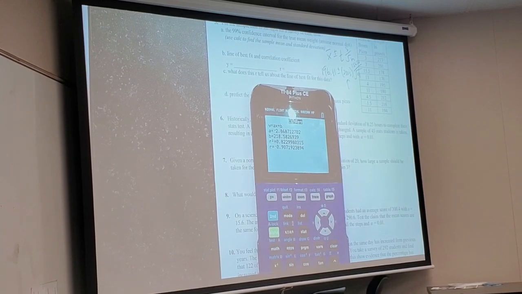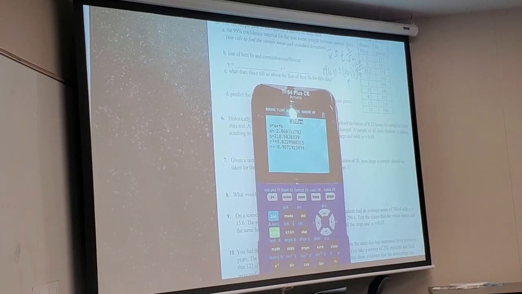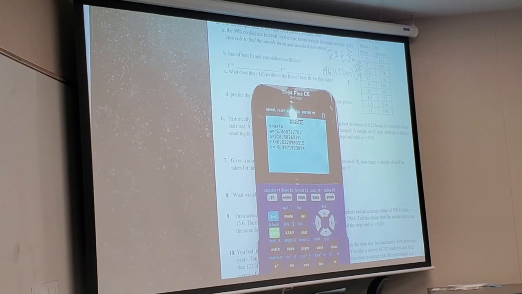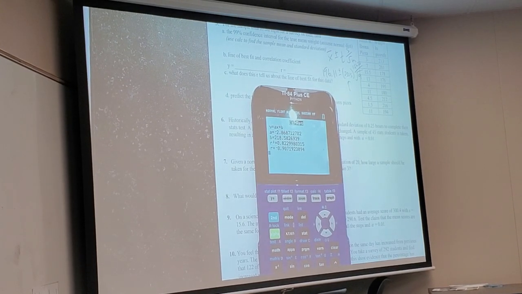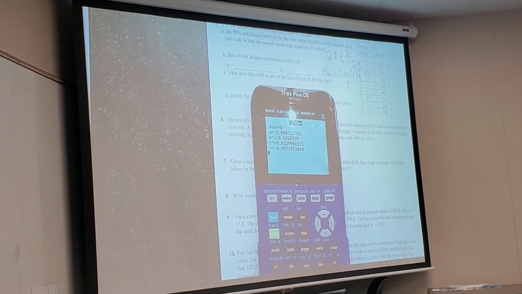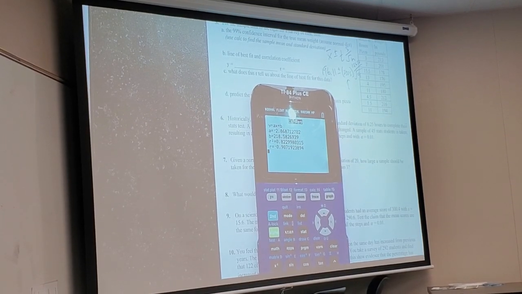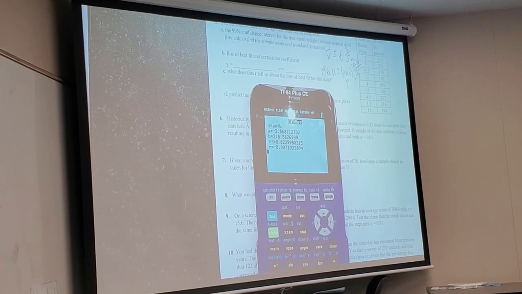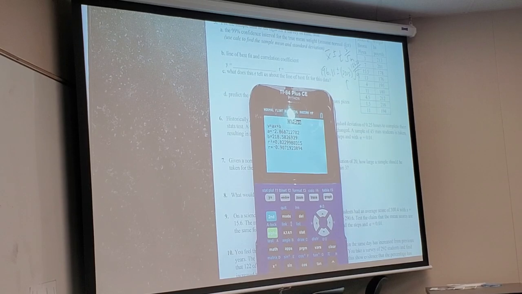So I want an interpretation of R. Is it positive or negative? Is it weak or strong? Right? And then what does it mean for the line of best fit? Well, if R is strong, then that means the points are going to be really close to the line. Really close to the line.